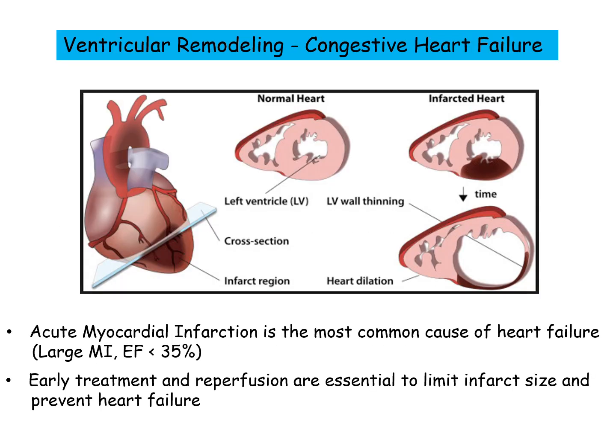The last complication that patients with acute myocardial infarction might develop is congestive heart failure secondary to ventricular remodeling. You will have later 2 dedicated lectures to go over congestive heart failure, but I'd just like to note that acute myocardial infarction is the most common cause of heart failure, particularly in patients who sustain large myocardial infarctions with an ejection fraction less than 35%. And the most important measure to prevent heart failure in patients with acute myocardial infarction is by early treatment and reperfusion to limit the infarct size.